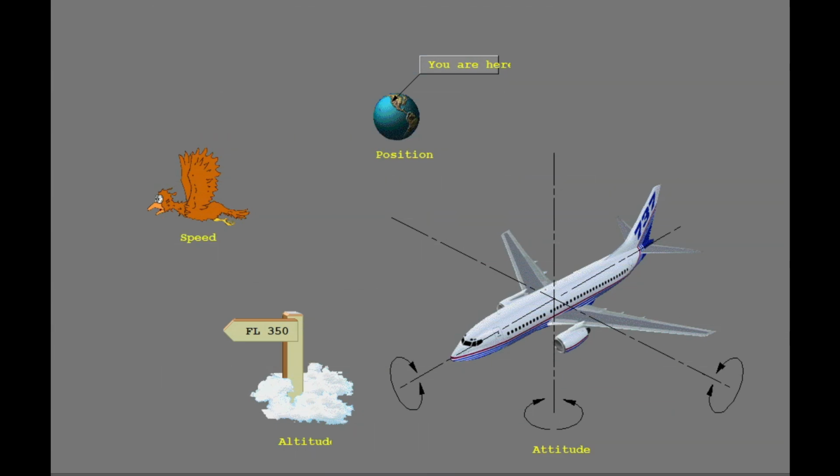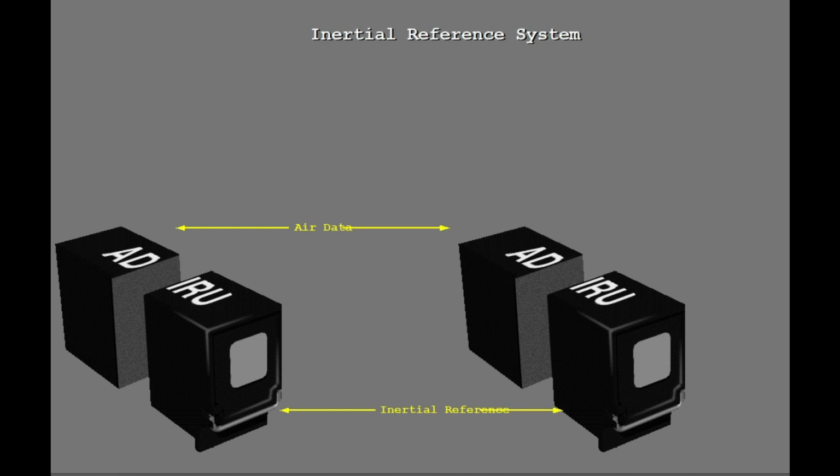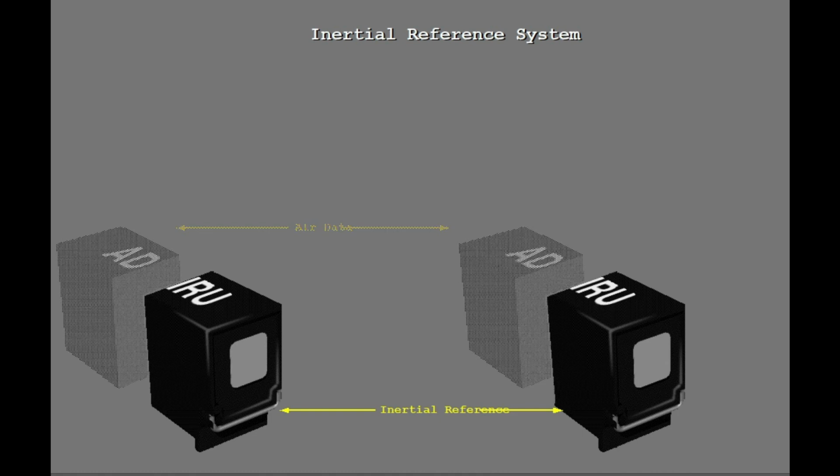The Air Data Inertial Reference System, or ADIRS, supplies flight data such as position, speed, altitude, and attitude. Part of the ADIRS, the Inertial Reference Systems, or IRSs, are the primary source for position and attitude data. There are two Air Data Inertial Reference Units, or ADIRUs. Each ADIRU contains air data and inertial reference parts. This lesson is about the inertial reference parts, the IRSs.